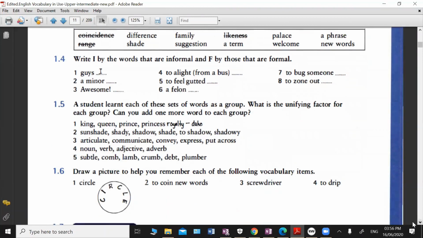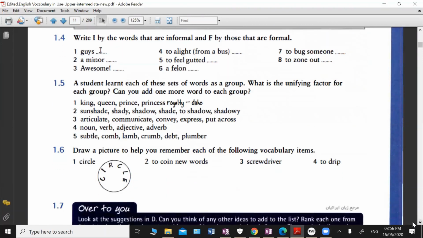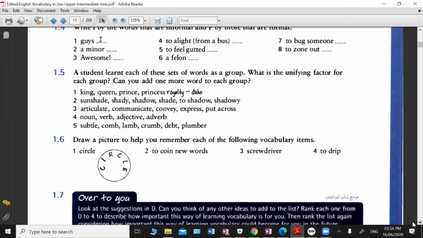Okay, a student learned each of these sets of words as a group. What is the unifying factor for each group? Can you add one more word to each group? For example, number 1: king, queen, prince, princess, royalty, duke. These are different related words.